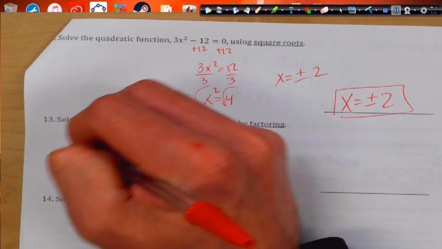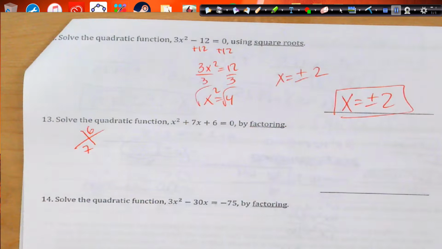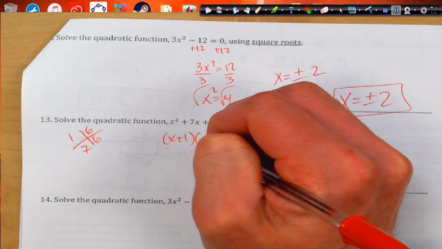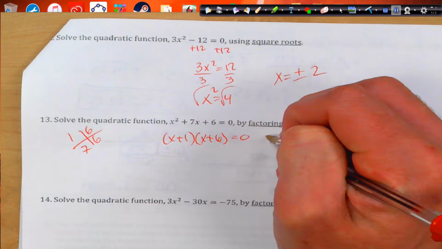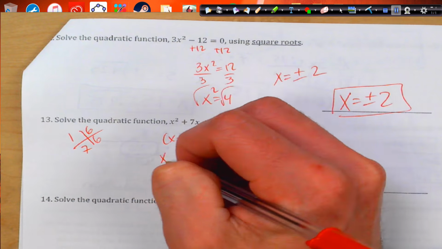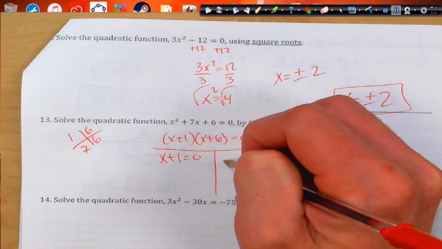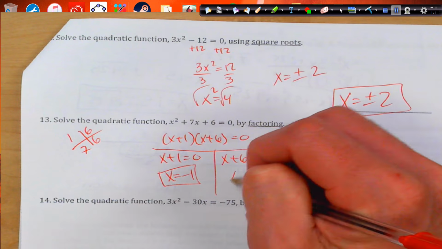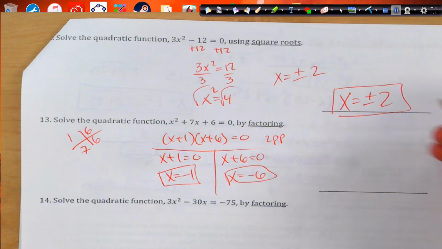Factoring, we're going to go ahead and factor what multiplies to 6 but adds to 7. That's going to be 1 and 6. So you get x plus 1 and x plus 6 equals 0. And we're going to do zero product property. X plus 1 equals 0. X plus 6 equals 0. So we get x equals -1 and x equals -6.